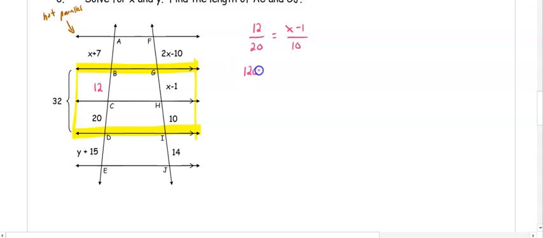So as we cross multiply, 120 equals 20 times x minus 1. 120 equals 20x minus 20. Add 20 to both sides. 140 equals 20x. Divide, and x is 7.